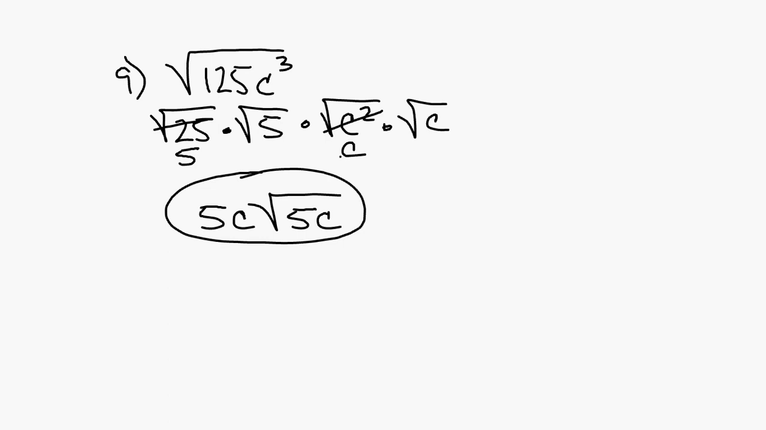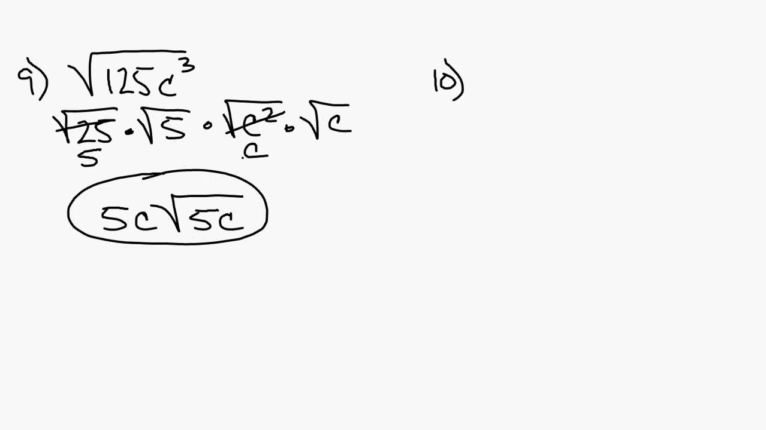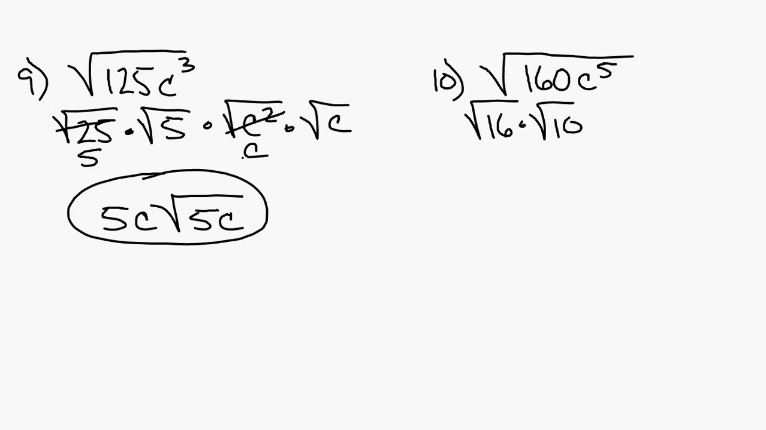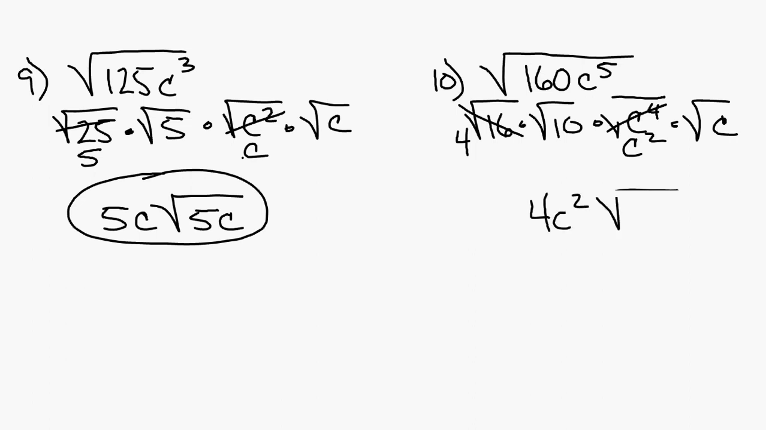Number 10, square root of 160c to the fifth. The 160 factors to the square root of 16 times the square root of 10. The c to the fifth factors to the square root of c to the fourth times the square root of c. 16 is a perfect square, and c to the fourth is a perfect square. So outside the radical you have 4c squared, and under the radical you have 10 times c.